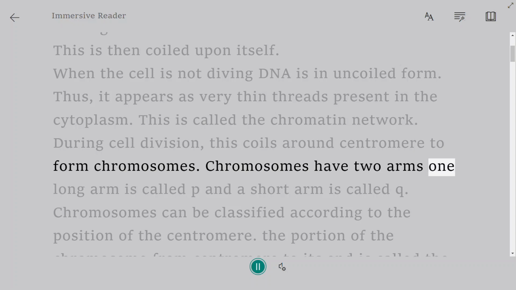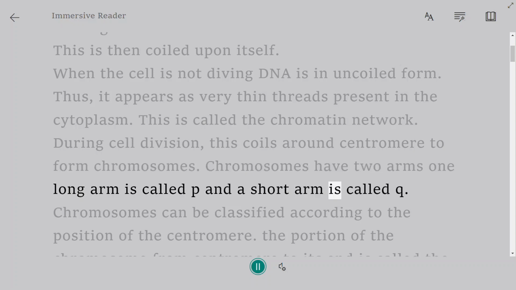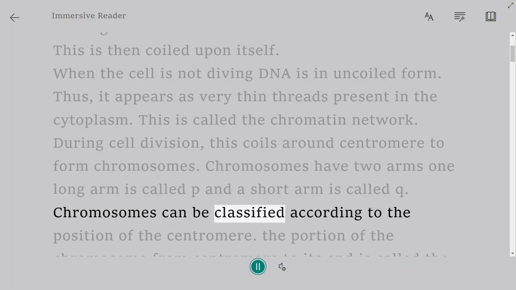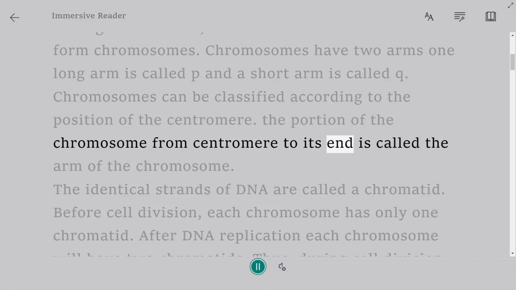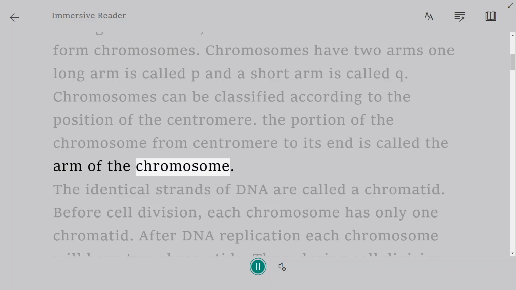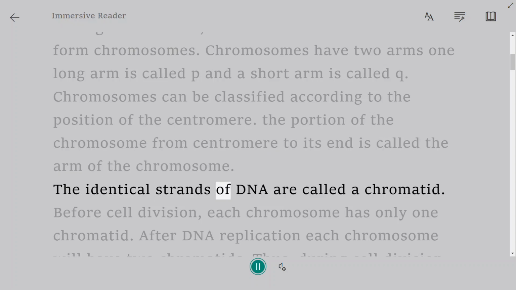Chromosomes have 2 arms. One long arm is called P and a short arm is called Q. Chromosomes can be classified according to the position of the centromere. The portion of the chromosome from the centromere to its end is called the arm of the chromosome. The identical strands of DNA are called a chromatid.